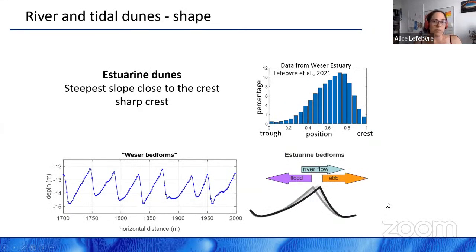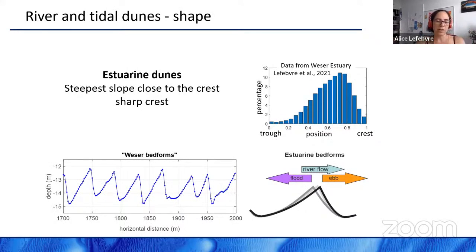What I found out for the Weser estuary bedforms is that we have a completely different shape, and that is quite obvious when you look at that plot, where we see here the depth as a function of the distance. So we see the Weser dunes, and they are quite pointy. Yeah, they have sharp crests. And definitely, when you look at the data, then you can calculate that the steepest slope is situated close to the crest. And that is because we have a tidal flow, which is making the crest move back and forth.